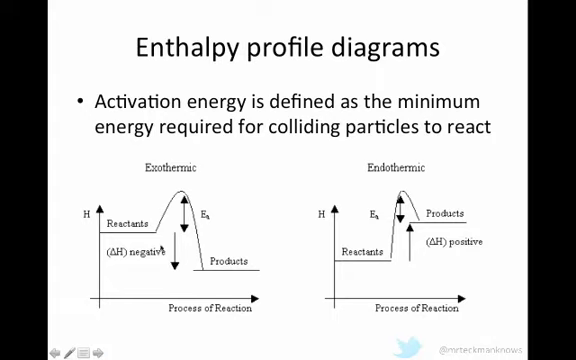Delta H is negative in this case. It's an exothermic reaction, so our products have a lower enthalpy than our reactants. Notice the delta H is the difference between these two levels. We don't include this, we ignore this for the delta H.